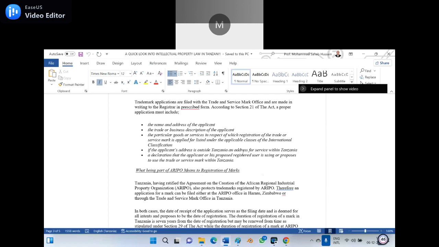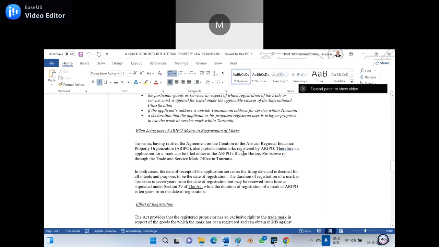The next bullet is that if the applicant's address is outside Tanzania, an address for service within Tanzania should be mentioned. And the last bullet is a declaration that the applicant or his proposed registered user is using or proposes to use the trade or service mark within Tanzania. So you should also make it very clear where it can be used. What being part of the ARIPO means to registration of marks.